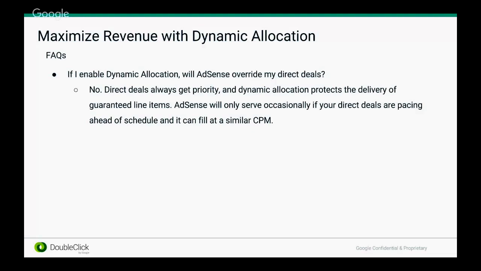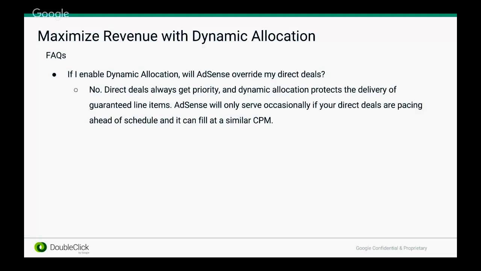Well, direct deals always get priority, assuming that you set it up correctly as standard or sponsorship. So those are guaranteed line items. Whatever you set, whether it's a percentage or a fixed number of impressions during a certain length of time, AdSense will only serve if those direct deals are pacing on schedule or ahead of schedule, and if AdSense can fill at a similar CPM.